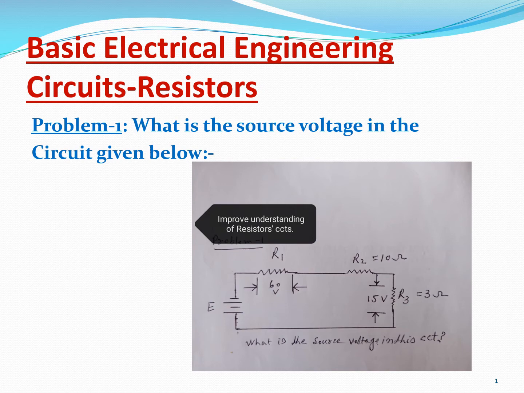Now the value of resistor R2 is 10 ohm, so if you multiply 10 by 5, it is 50 volts. So if the voltage across R3 is 15 volt and this is 50 volt, so 50 plus 15 is 65, plus 60 volt is 125. So the voltage of E, that is battery voltage, is 125 volt.